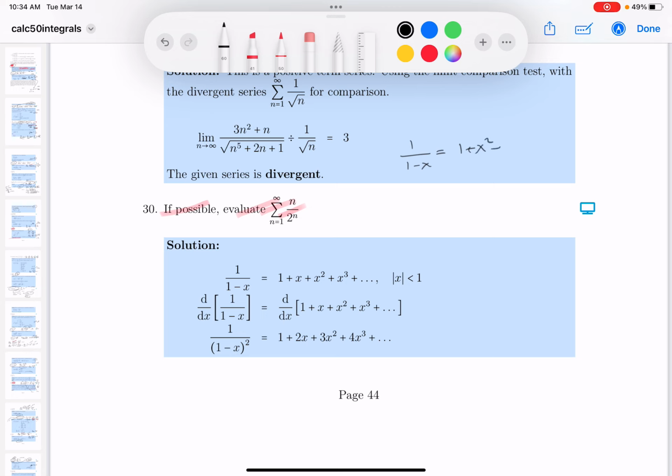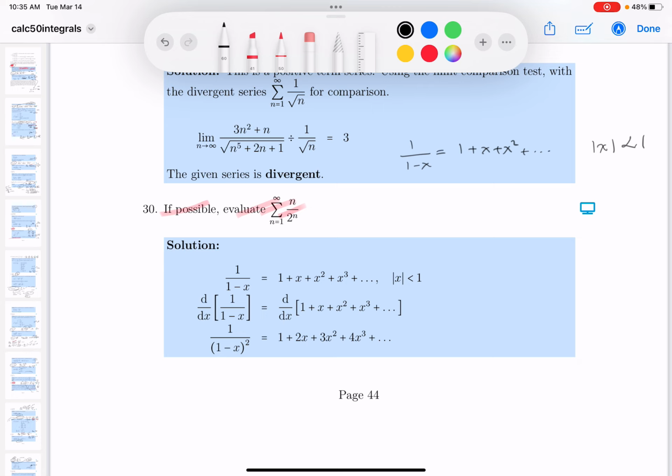Let me erase that. I spoke, but I wrote something different. So 1 over 1 minus x equals 1 plus x plus x squared plus yada, yada, yada. And this is going to be true provided the absolute value of x is less than 1. So I'm really not seeing that, but I'm seeing something close to it.